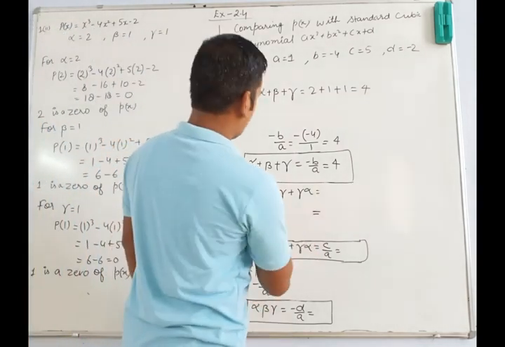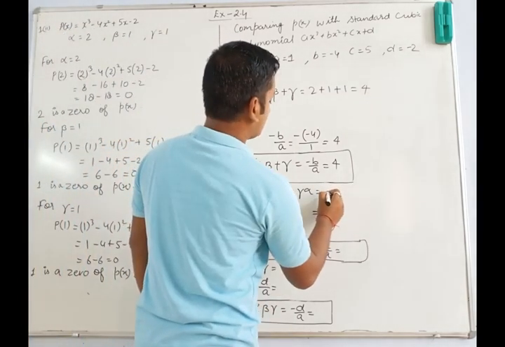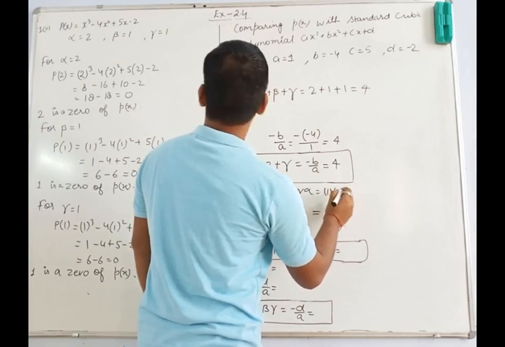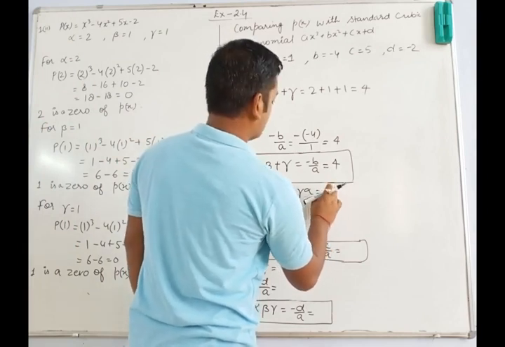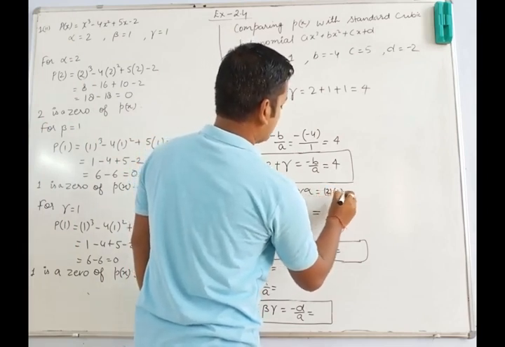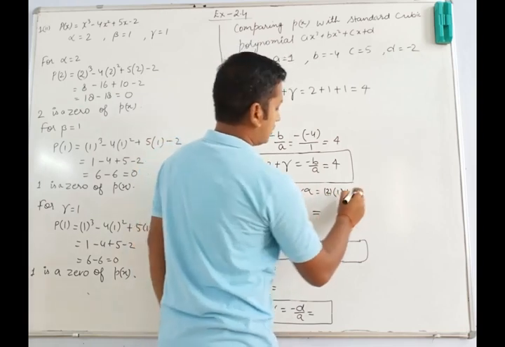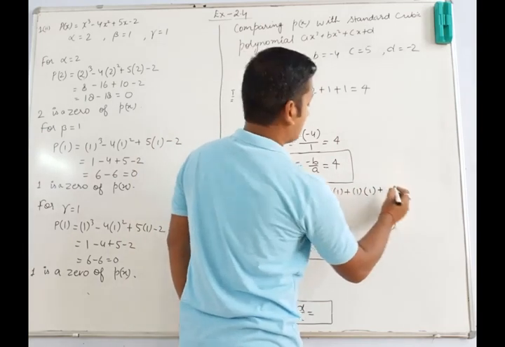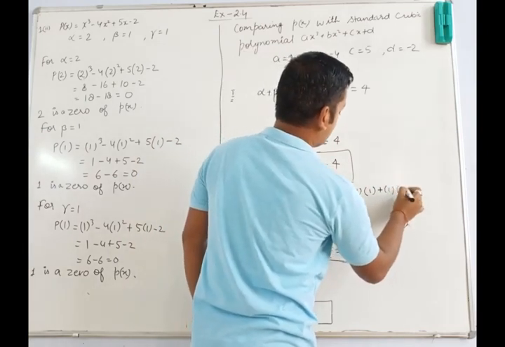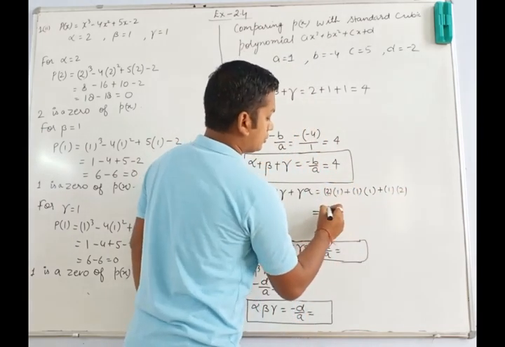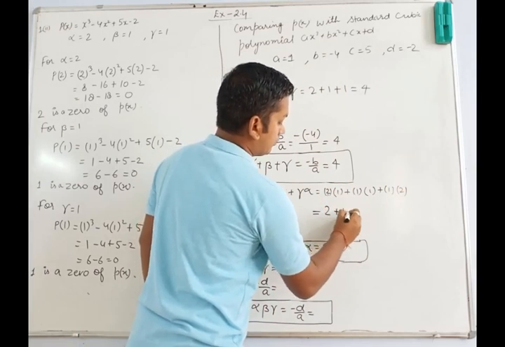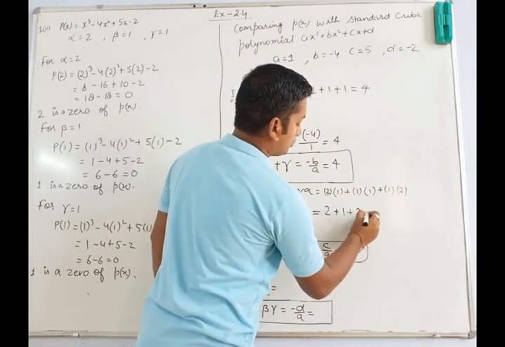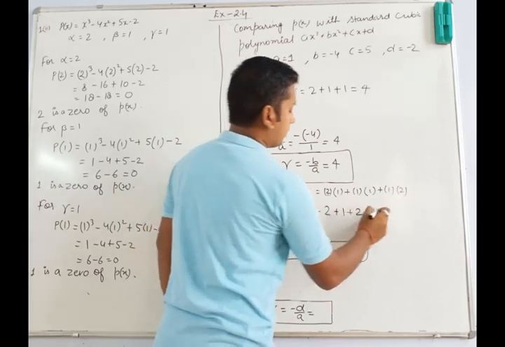Now second, alpha into beta, that is 2 into 1, plus beta into gamma, that is 1 into 1, plus gamma into alpha, that is 1 into 2. So 1 into 2 will give you 2, 1 into 1 gives you 1, 1 into 2 will give you 2. So what will it become? 2 plus 2 is 4, 1, 5.